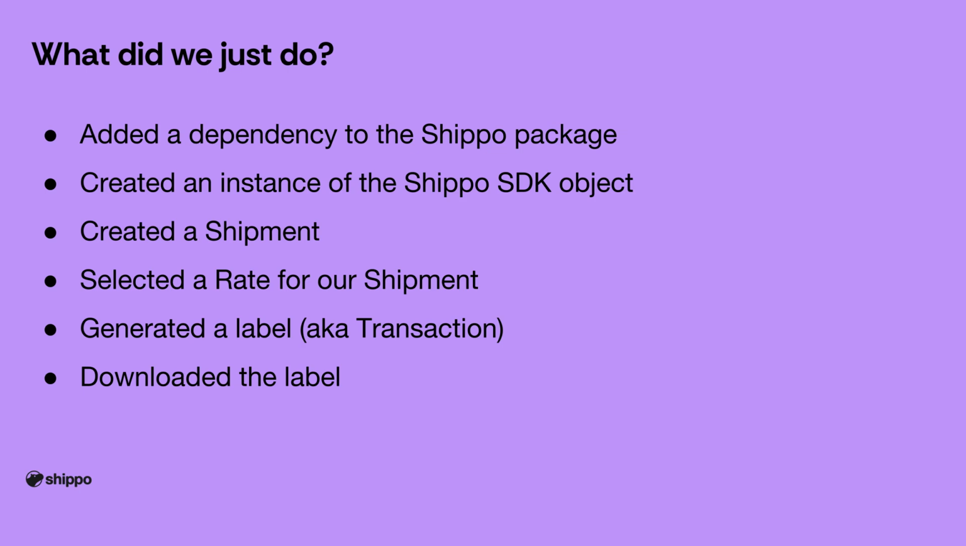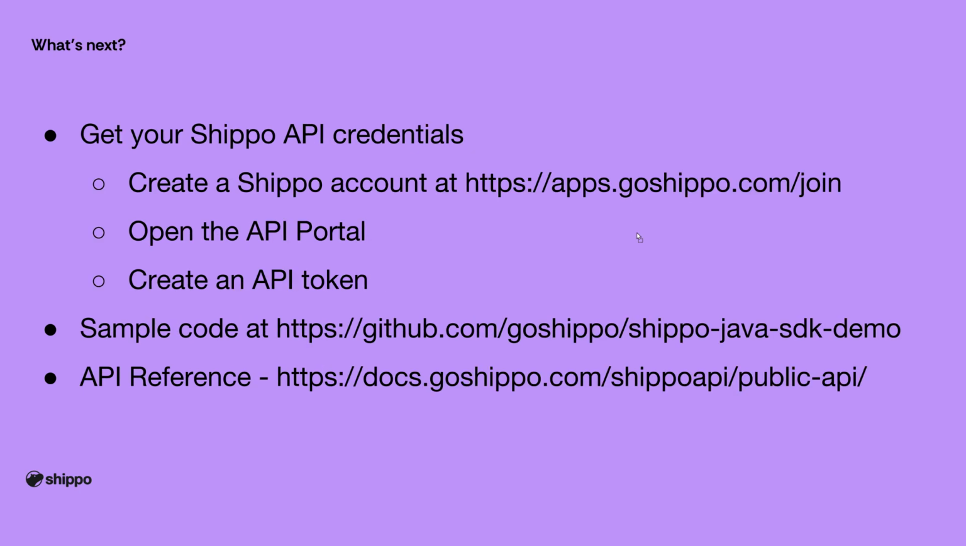weight for those parcels. I then selected the rate that I wanted to use for the shipment, for the price I was willing to pay for the label, and then I used the transactions service to generate a label. Once I received notification that that label was successfully generated by checking that transaction's status property, I then was able to download the label using that label URL property of it. So what's next for you?